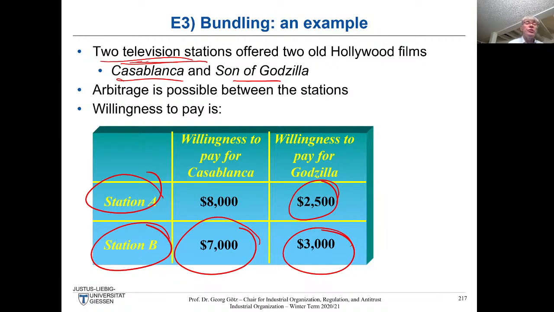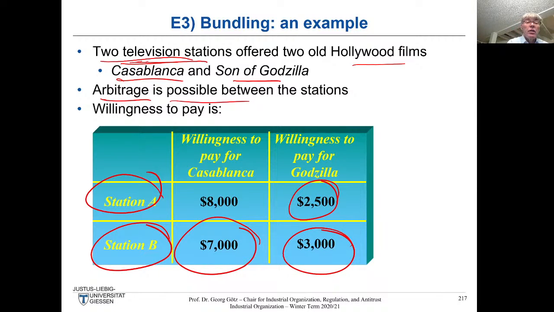And what you also assume is that arbitrage is possible between the stations. That is, what you sell as a Hollywood studio is just the right to broadcast this movie one time or two times or three times. And if you sell the right to Arte, it might pass it on at a low price to Tele 5. Okay, that's what you have.